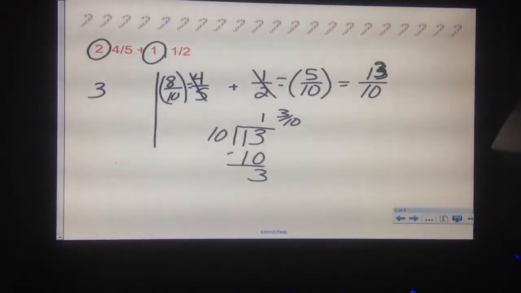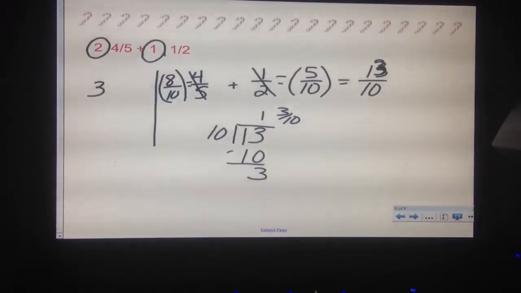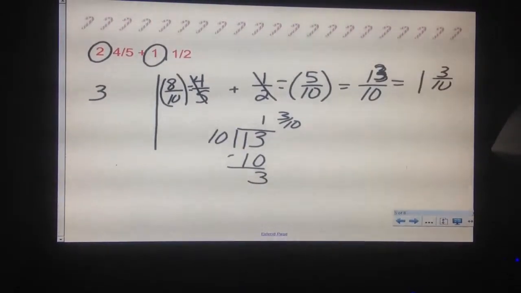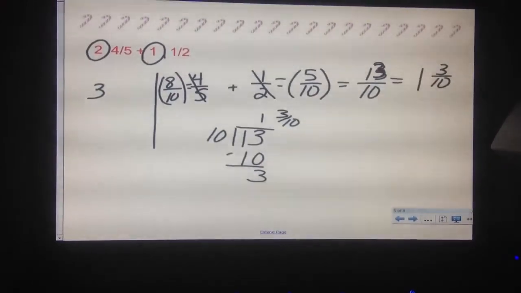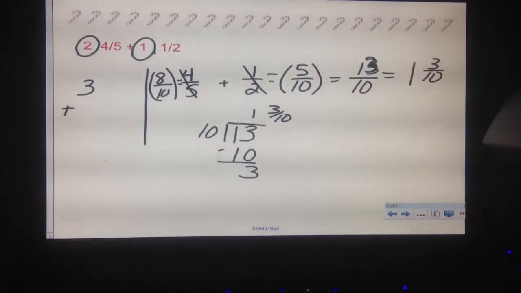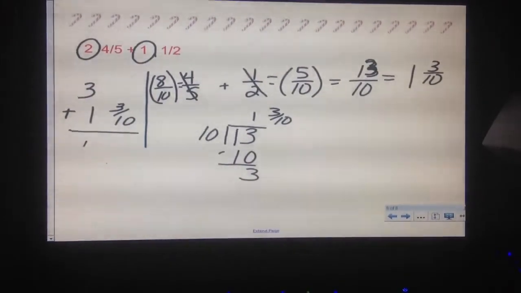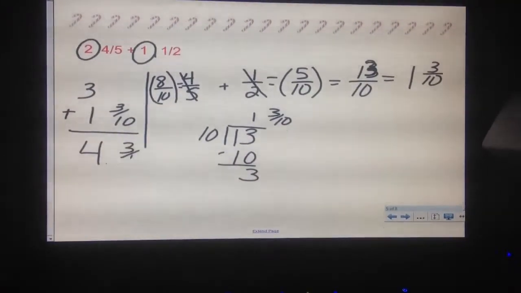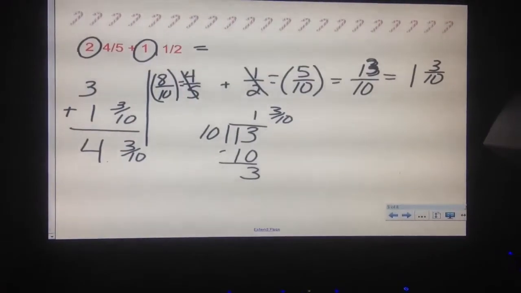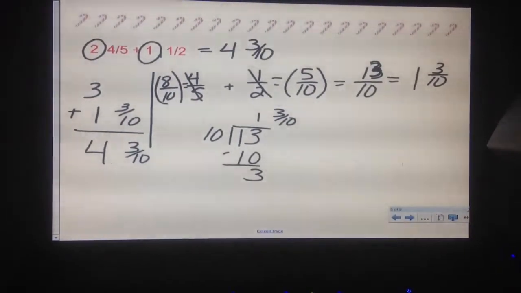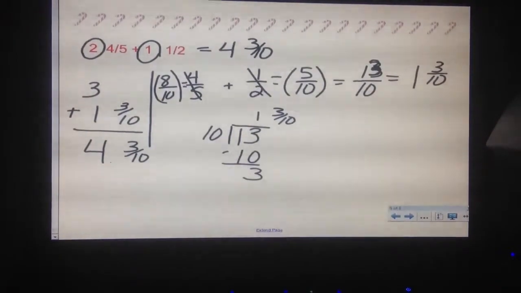Some children can do that step in their head, and that's fine. So I get 1 3/10. I have to remember that I have a 3 over here, and I'll add it in. 1 3/10. If I add them together, I get 4 3/10. So my answer here is 4 3/10. Look at one more example.